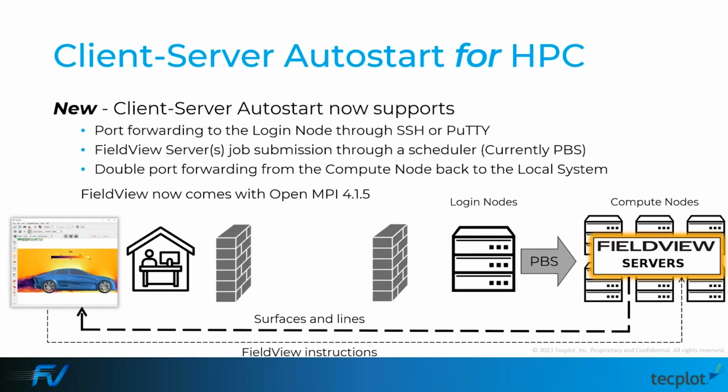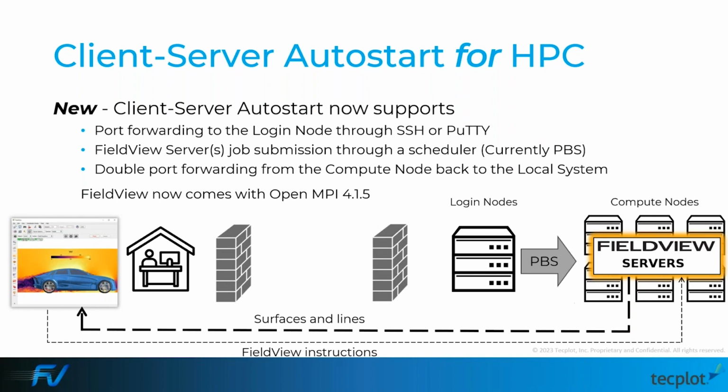So on this slide, I'm coming then to the solutions that we've implemented. Basically, the new capability for client-server Autostart is going to support port forwarding. So first we go from the local client, which is going to use either SSH or PuTTY, whatever SSH client you have installed on your machine and that you prefer. We do that because we want to use the security that you have. For instance, we've tested extensively FieldView with a Kerberized version of SSH for very high security. So that works, and FieldView can use that SSH for establishing the connection to the remote login node.